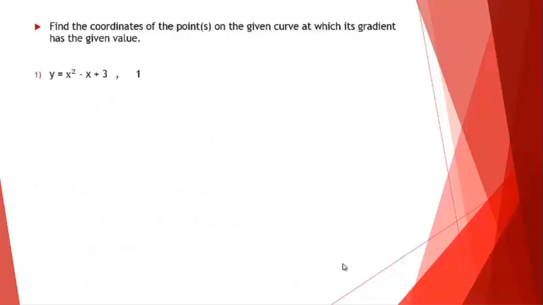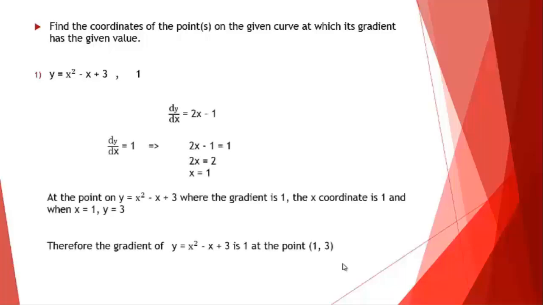Find the coordinates of the point or points on the given curve at which its gradient has the given value. So the equation of the curve is given, and we are asked to find the coordinates on the given curve at which the gradient has the given value of 1. So dy by dx equals 2x take away 1, and the gradient has a given value of 1. So we have an expression for dy by dx, and also we have a value for dy by dx. So we equate both of them, and we get 2x take away 1 equals 1.